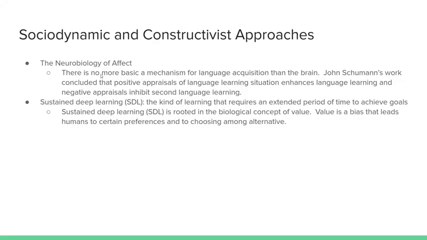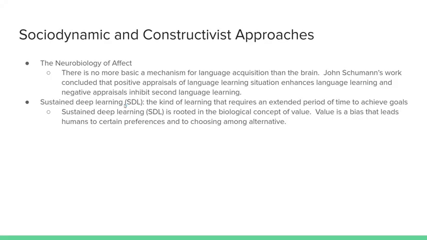So when we talk about the neurobiology of affect, the emotion, there is no more basic mechanism for language acquisition than the brain. John Schumann's work concluded that positive appraisals of a language learning situation enhance language learning and negative appraisals inhibit second language learning. So if you keep getting negative evaluations, then you might, in fact, anyone would lose interest and say, I am not good at this. There's no use in continuing this learning. So that's related to the brain, how the brain is also connected to the emotions of the learners.